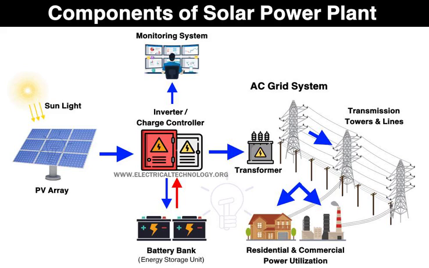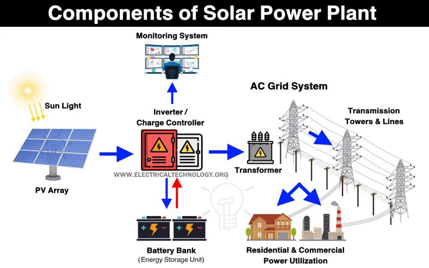Sunlight absorption. When sunlight strikes the surface of the solar panels, the photovoltaic cells absorb the energy from photons in the sunlight. This absorption process creates an electric field across the layers of the cell. Photovoltaic effect. The absorbed energy causes electrons to be released from the atoms within the semiconductor material, creating a flow of electrons, electric current, within the cell.